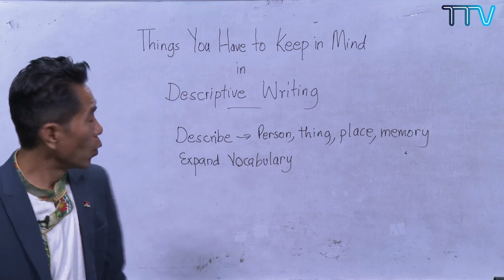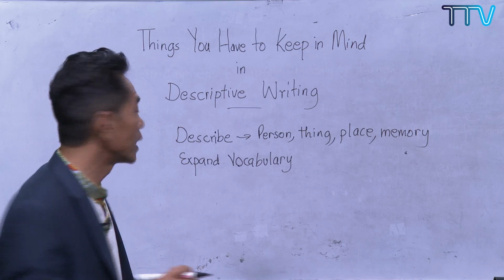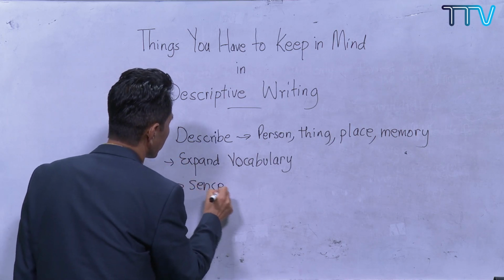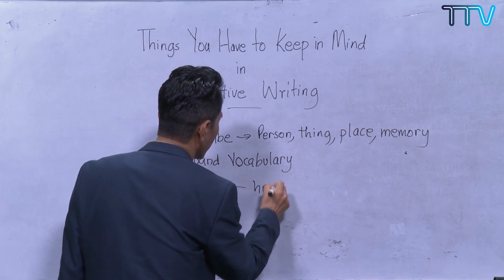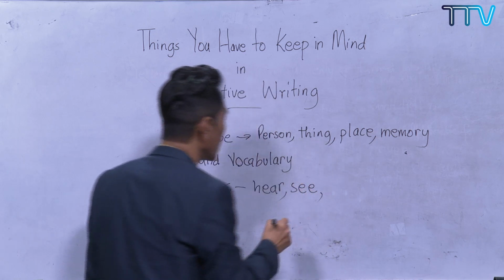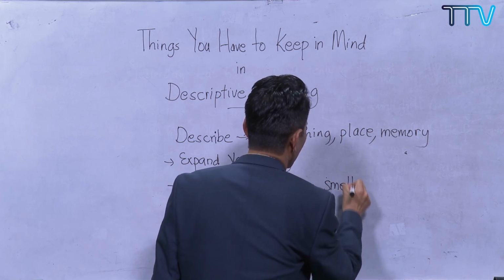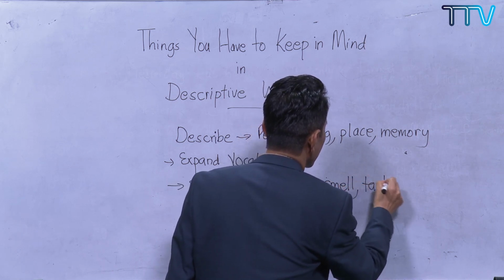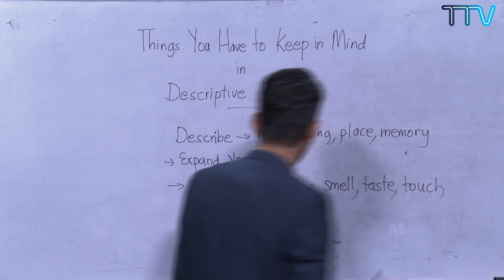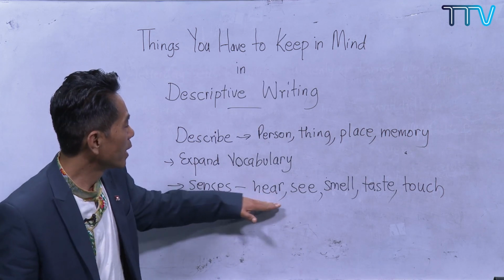Now, in descriptive writing, what are we touching? Basically, we are touching all the senses. For example, what are you hearing, what you see, what you smell, what you taste, what you touch. So we are basically touching all these senses: hear, see.